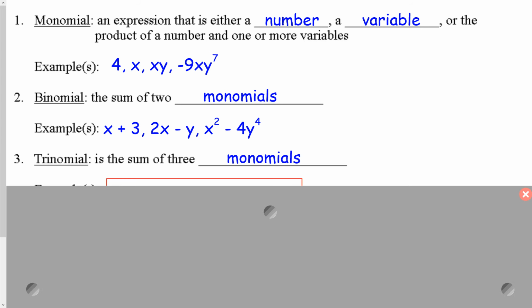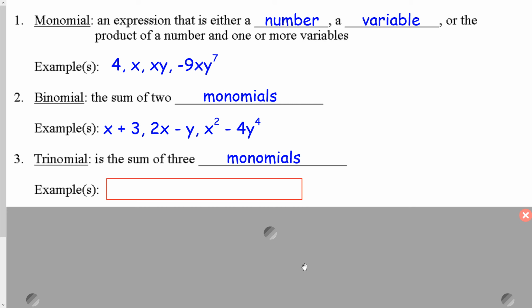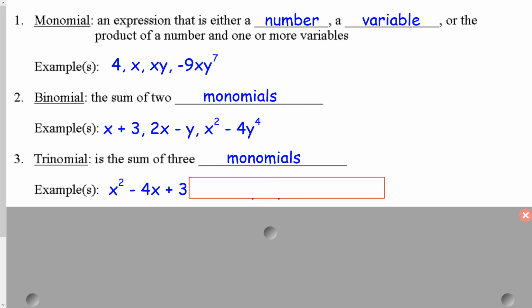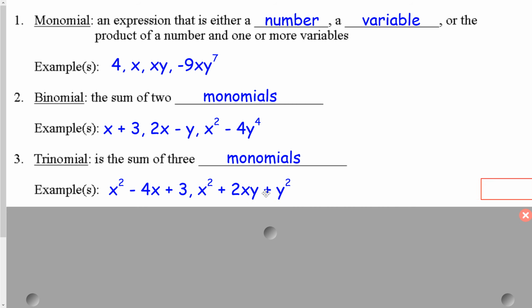There are only two terms in that expression. Next, we have the trinomial. This is the sum of three monomials. Again, the prefix tri means three of them. So an example is x squared minus 4x plus 3. Or another involving a couple of different variables, x squared plus 2xy plus y squared. Each is a trinomial because they have three terms.